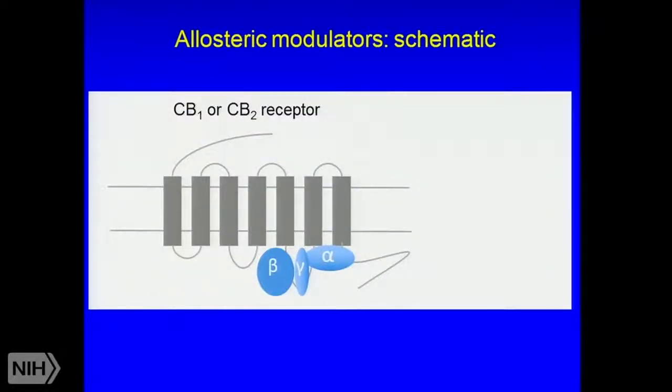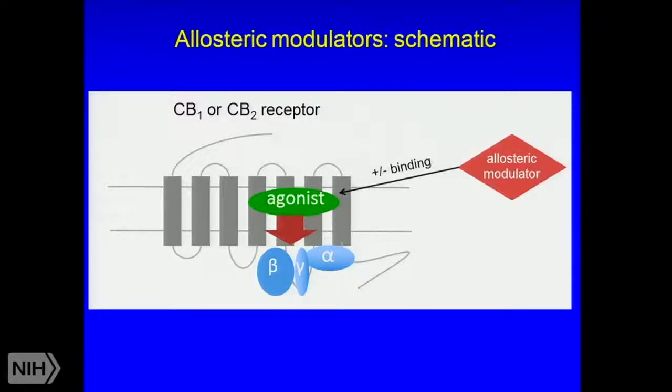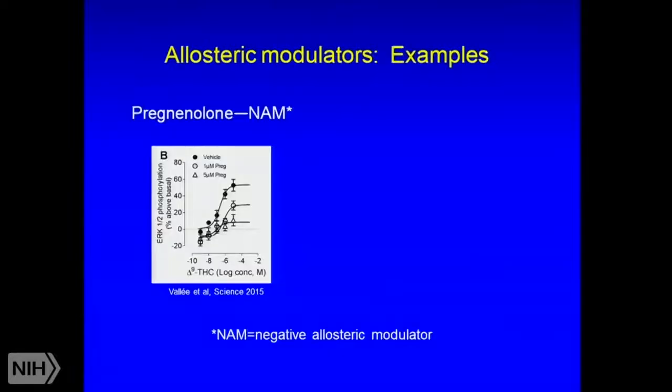Schematically, this is what an allosteric modulator looks like. Normally your agonist interacts with the CB1 or CB2 receptor here and stimulates signaling through the G proteins or arrestins. What an allosteric modulator will do is either enhance the binding of this agonist to the receptor, usually by either speeding up or slowing down the dissociation from the receptor, or it may favor a receptor conformation that enhances signaling down this way for the allosteric modulator.